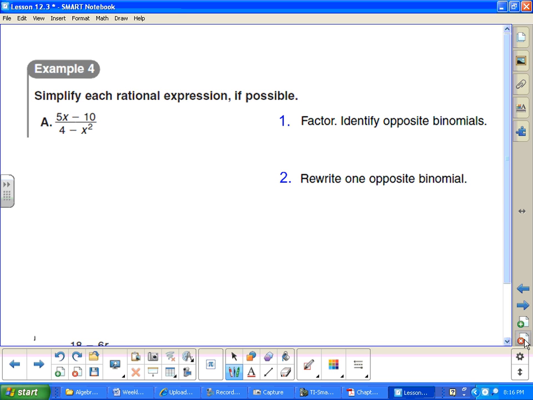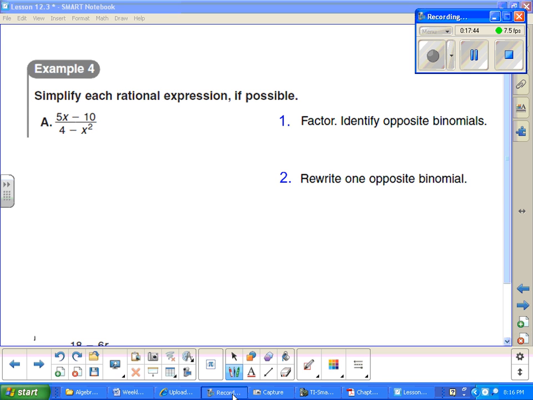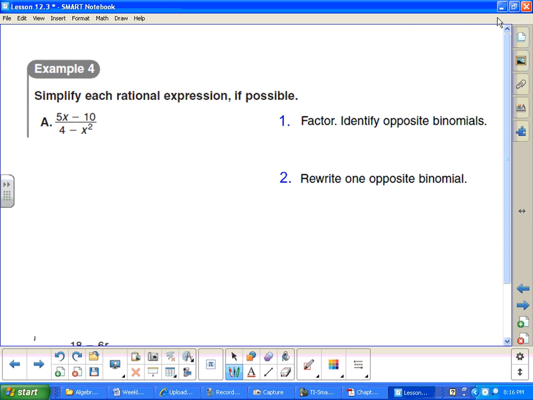Okay? All right, so example 4 here says simplify each rational expression if possible. And so this is at time 1744. So that would be the time that you're going to want to start it on Wednesday so that you can see this other example here. So it says to simplify each rational expression if possible. Now, the one thing that's different about these problems that we're going to look at here in example 4 is that we have opposites. All right?